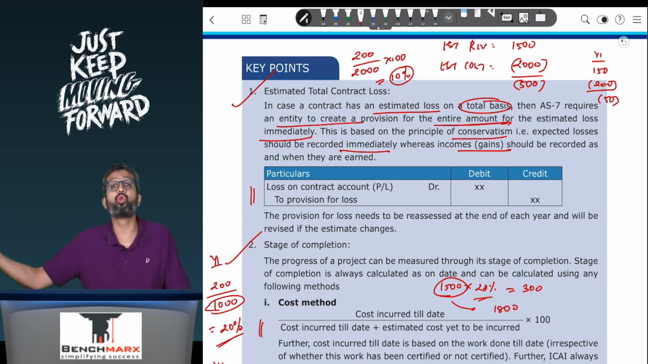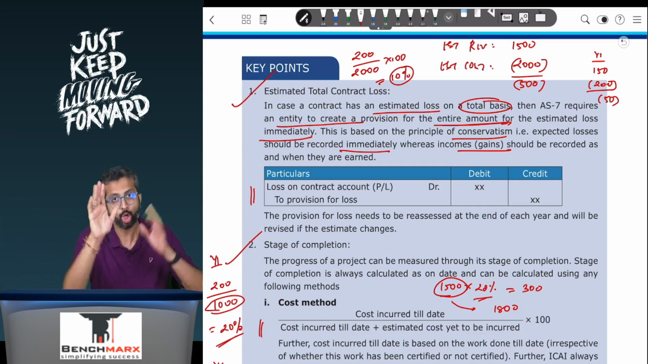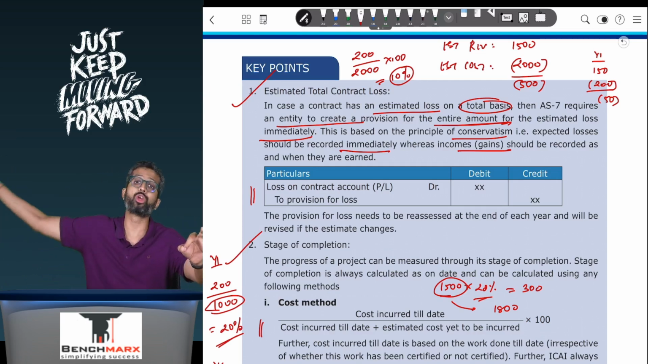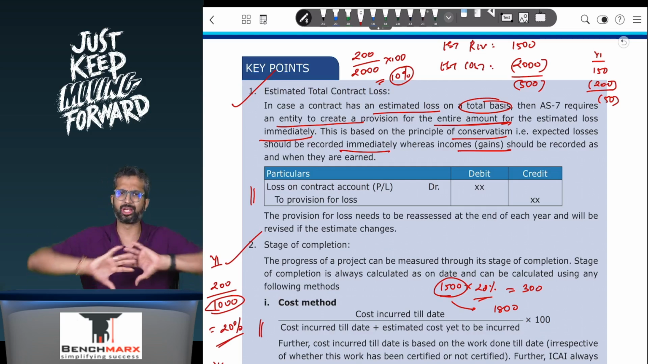There is still remaining 450 rupees in the provision which will be adjusted against future losses as and when they are earned. Your overall loss is 500, which would ideally have been recorded over the years. Instead, you have recorded it immediately. Hence, in each of the subsequent years, you will not further record losses. Rather, you will adjust those losses from the provision which has been created. So we will again do sums on this so that you will get clarity.